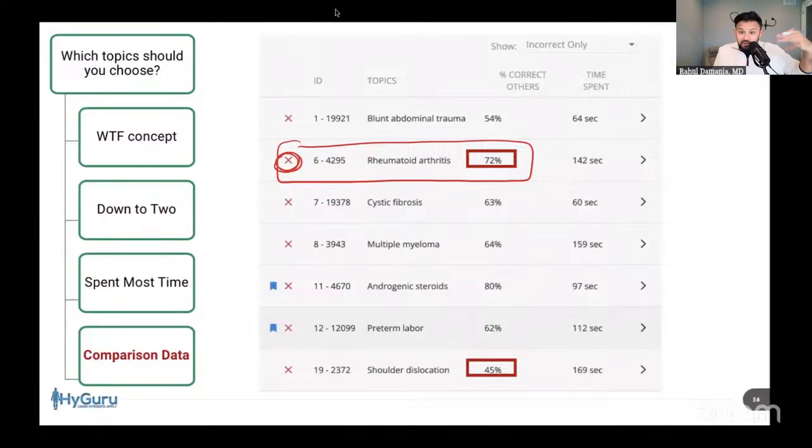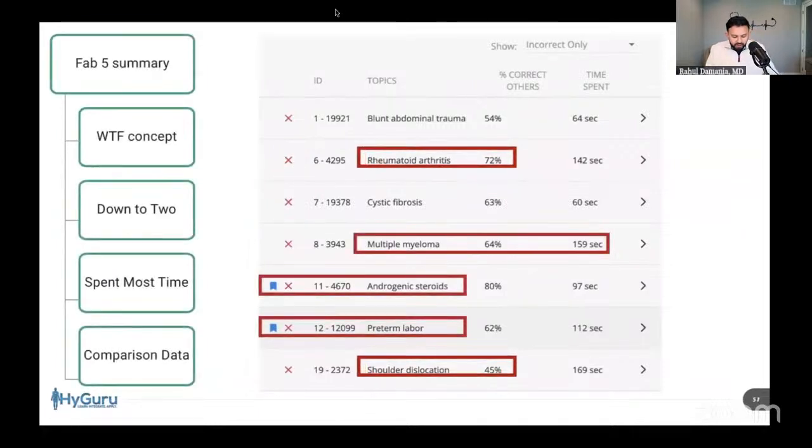And also, here's the contra. Not many students got this question right, and I didn't either. So this might be a hard question. The point is utilizing comparison data will help you. All right, so let's move forward here. These are going to be what I call now your Fab 5 questions, okay?